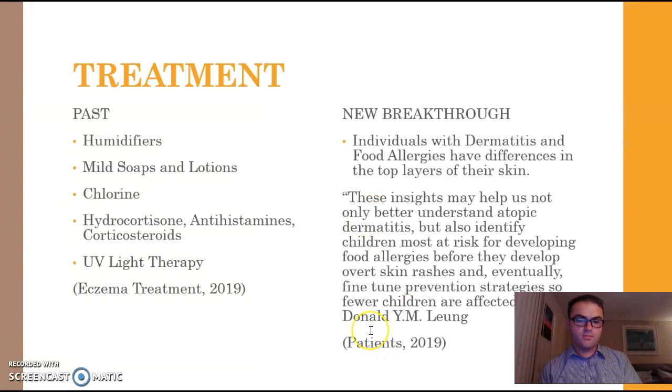A quote from Donald Y.M. Leung, who did the study, says, "These insights may help us not only better understand atopic dermatitis, but also identify children most at risk for developing food allergies before they develop often skin rashes, and eventually fine-tune prevention strategies so fewer children are affected."